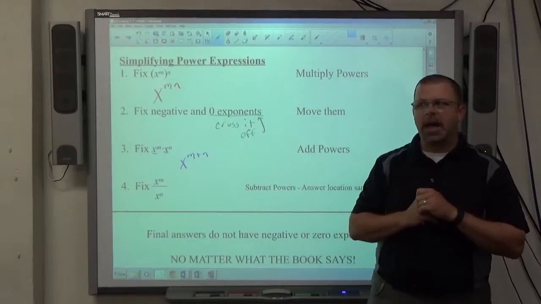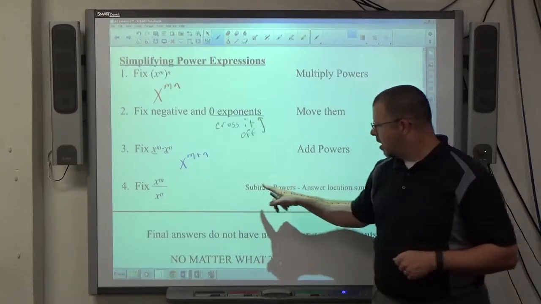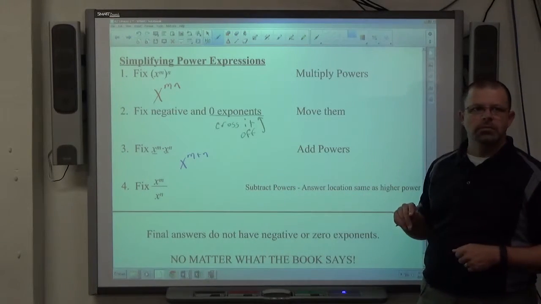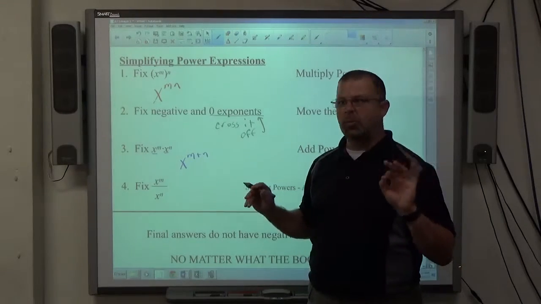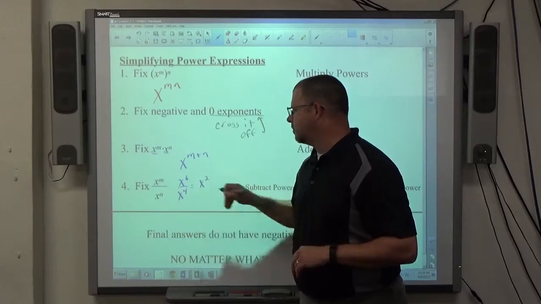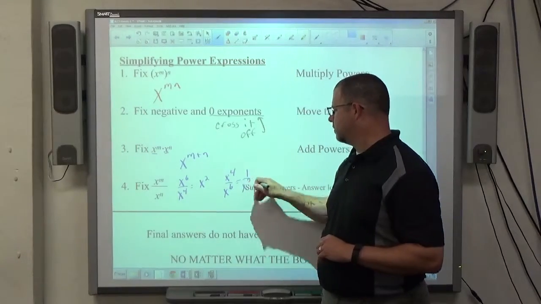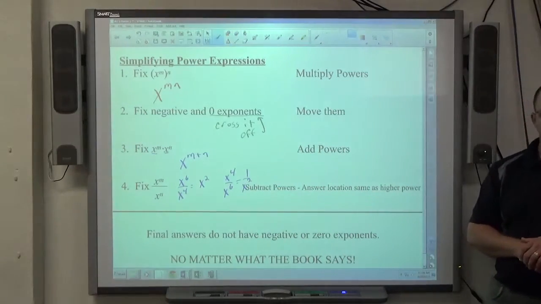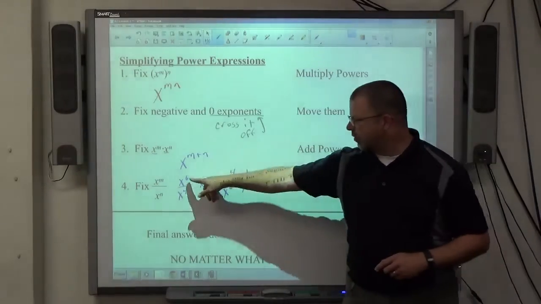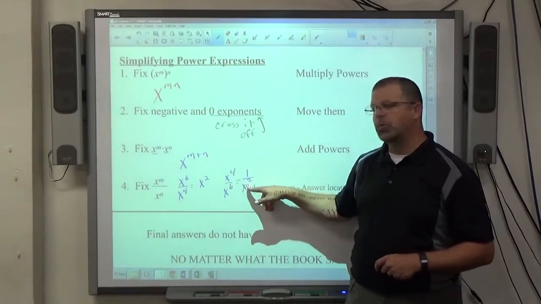So the worst that can happen after that is that you have the same letter happening on top and bottom, both the positive powers. You subtract the powers, answer goes in the location of the highest power. For example, I'm going to give you specific examples on this one. X to the 6th over x to the 4th equals x squared. X to the 4th over x to the 6th equals 1 over x squared. Okay? 6 is bigger, 6 minus 4 is 2, belongs on top. 6 is bigger, 6 minus 4 is 2, belongs on bottom.